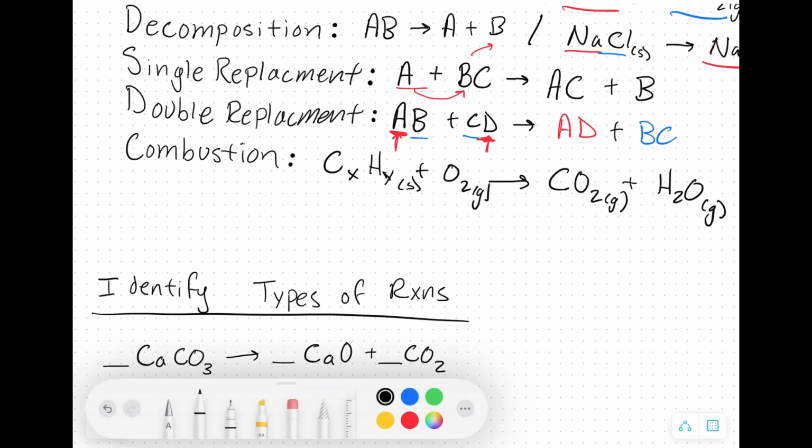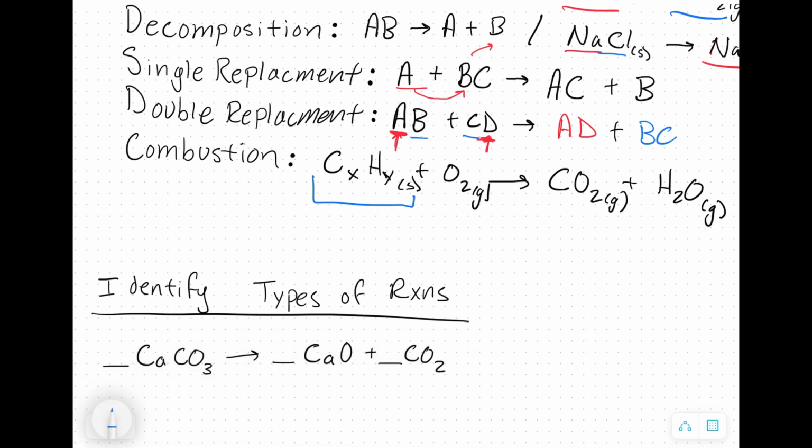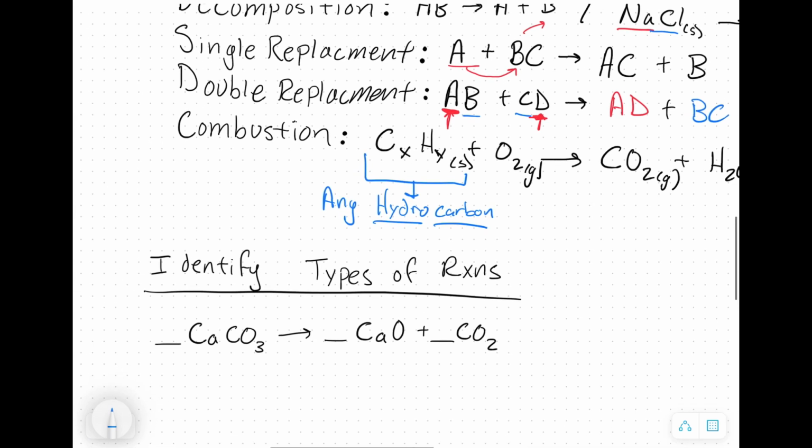So in general for combustion reactions, this thing that we wrote, this CxHy, this is just any hydrocarbon. Hydrocarbon, exactly what it sounds like: anything that has hydrogen and carbon combined. So we're not adding anything else to it. It's like no halogens, no oxygen groups, just any number of C's and any number of H's.